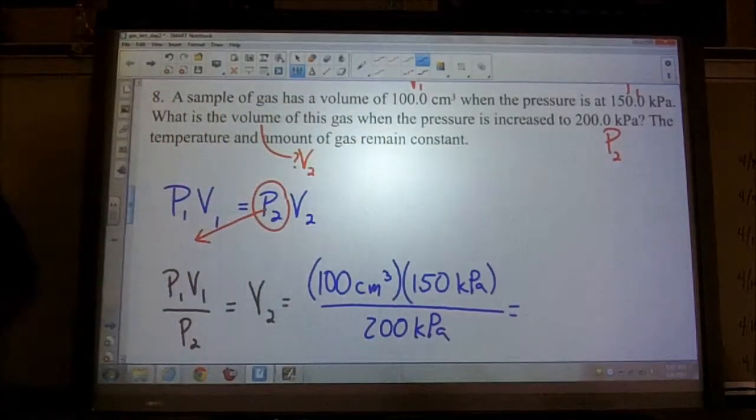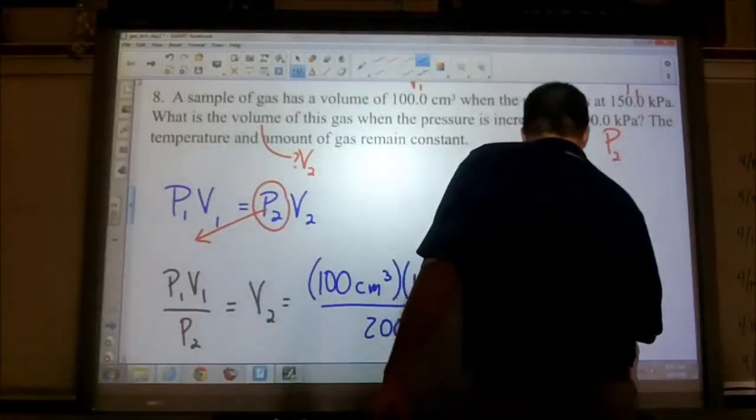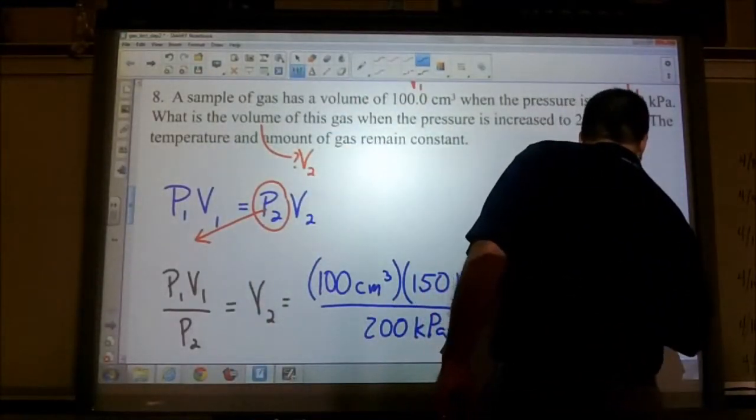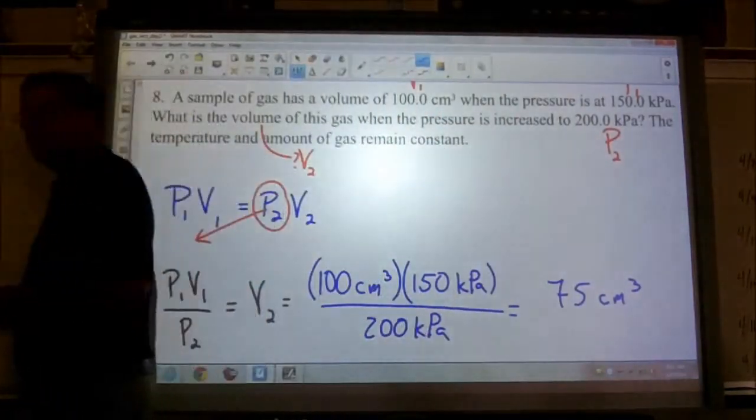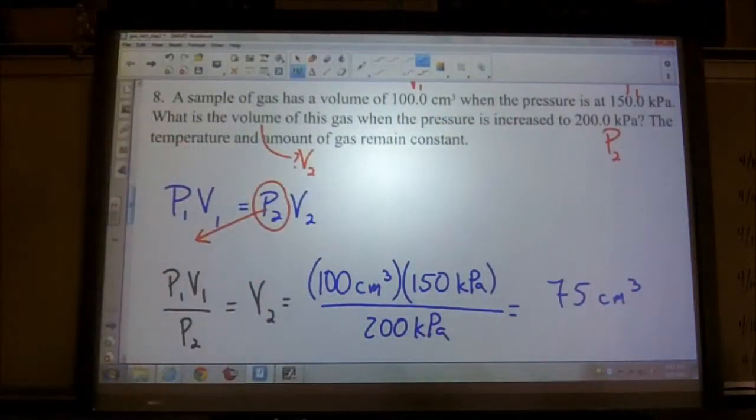What will the unit be for this? Centimeters cubed, and the number will be 75. So again, make sure that you rearrange the variables before you throw any numbers in there. We don't want to cross multiply. Okay.